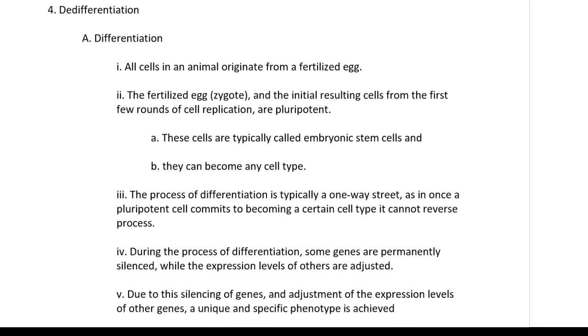So the process of dedifferentiation. So before talking about dedifferentiation, we're going to talk about differentiation. Okay? So differentiation, all cells in an animal originate from a fertilized egg. The fertilized egg zygote and the initial resulting cells from the first few rounds of cell replication are pluripotent. These cells are typically called embryonic stem cells, and they can become any cell type. The process of differentiation is typically a one-way street, as in once a pluripotent cell commits to becoming a certain cell type, it cannot reverse the process.